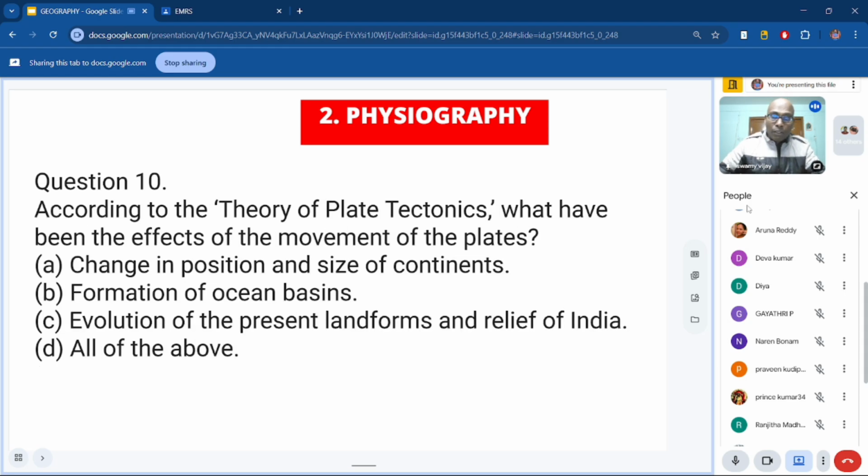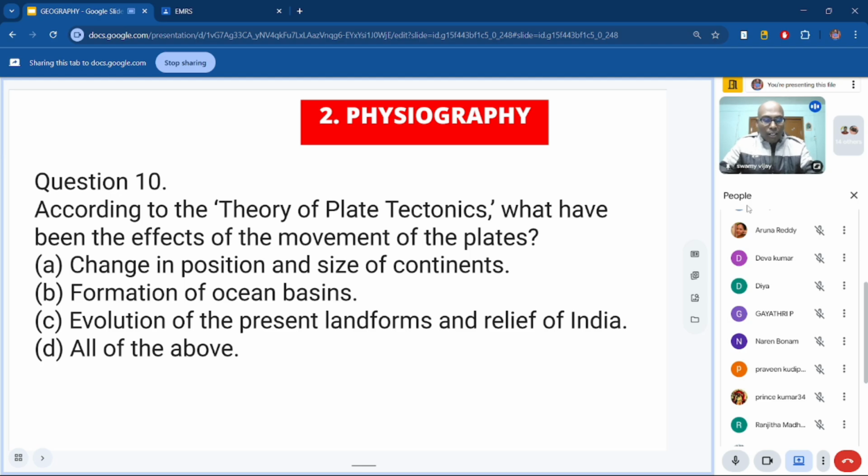Last question, we will conclude. According to the theory of plate tectonics, what have been the effects of the movement of the plates? Change in position and size of continents, formation of ocean basins, evolution of present landforms and relief of India, all of the above. What is the answer? Option D, right? So option D is the answer. Change of position and size of continents, formation of ocean basins, evolution of the present landforms and relief of India, all of the above.